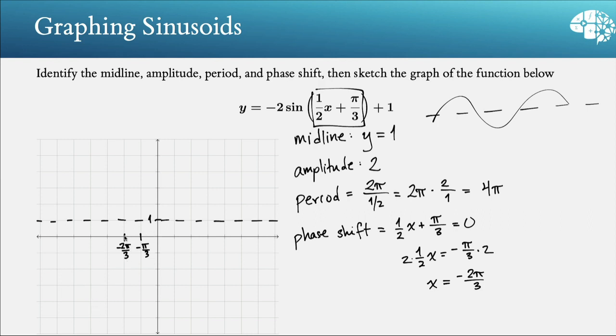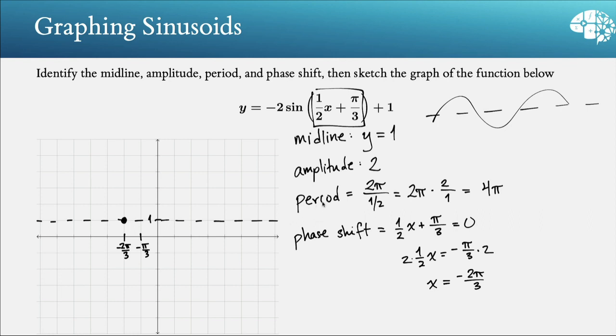And so on. So at negative 2 pi over 3, this is where it's important whether it's sine or cosine, and we'll look at some cosines later. But for sine, at your phase shift, you have a point on the midline. I like to think of this as a starting point, and in some other videos that I've done, I call it the starting point. So the sine has a starting point on the midline.